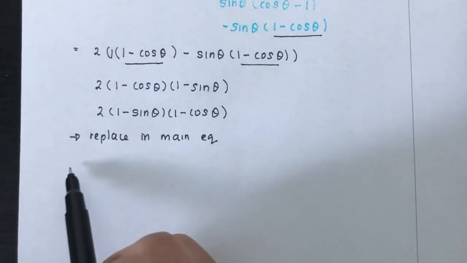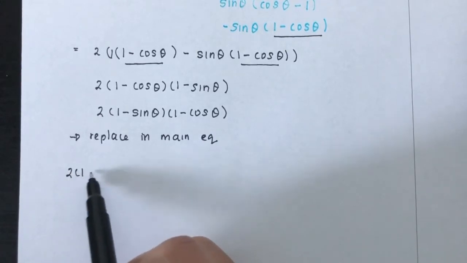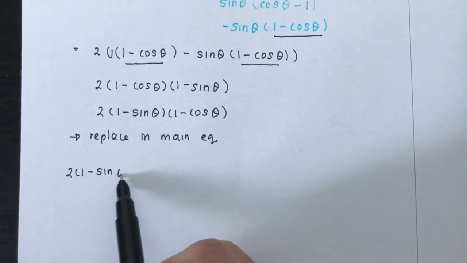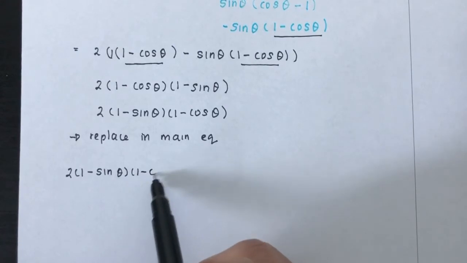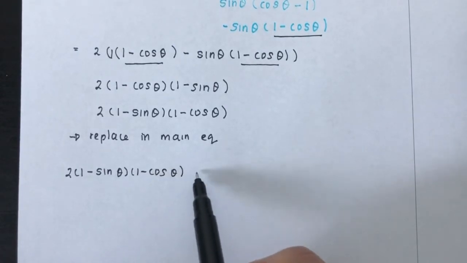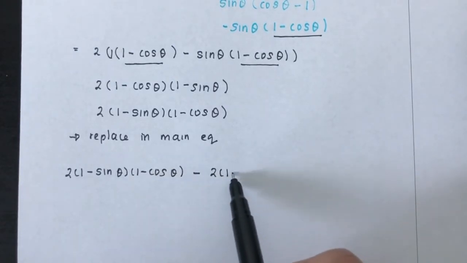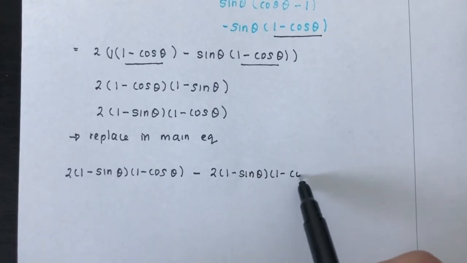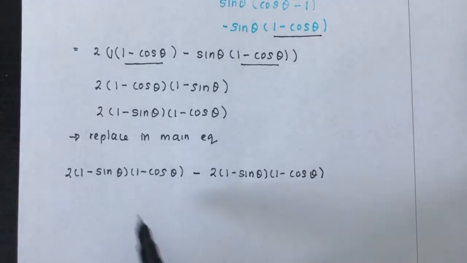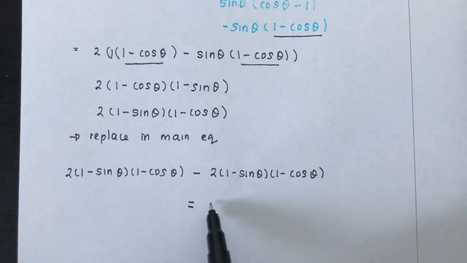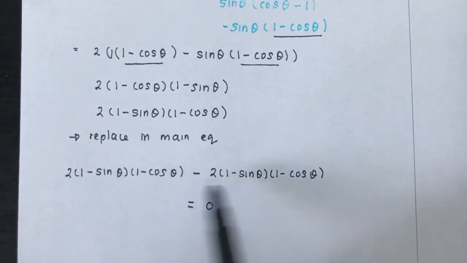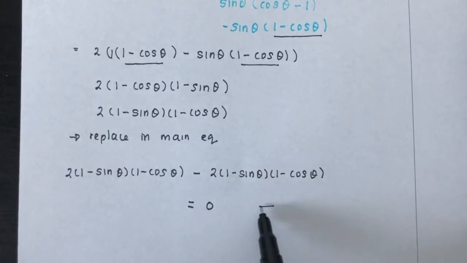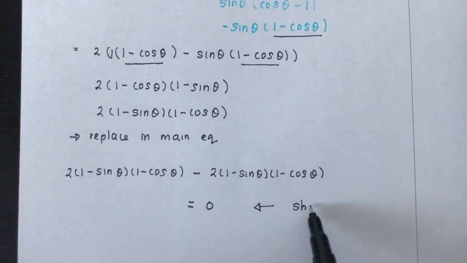You will have on the left side 2(1 minus sine theta)(1 minus cos theta) minus 2(1 minus sine theta)(1 minus cos theta). And that is indeed equal to 0 because it's the same thing minus the same thing, that should be 0, and shown as required. So of course that is one way of doing the question.